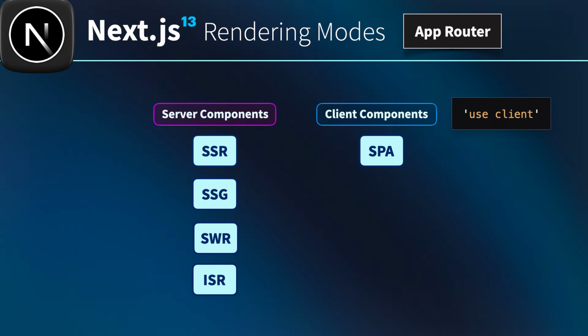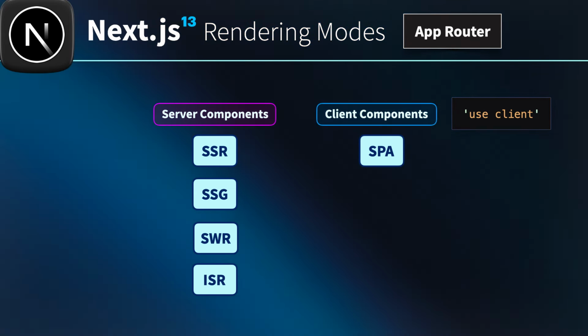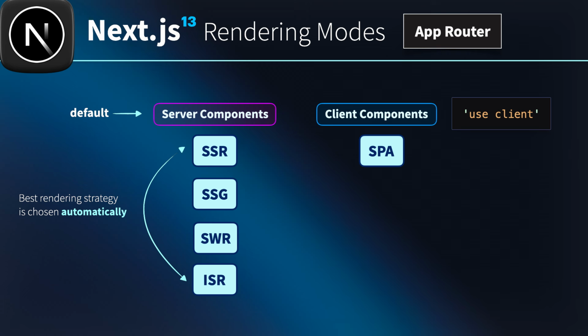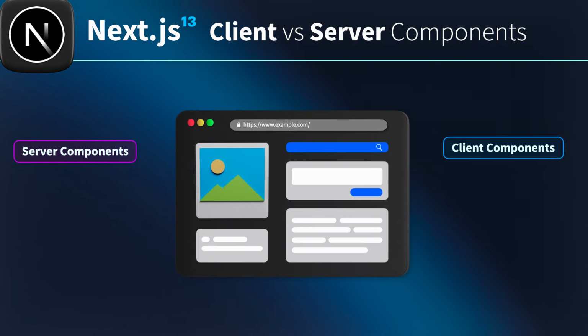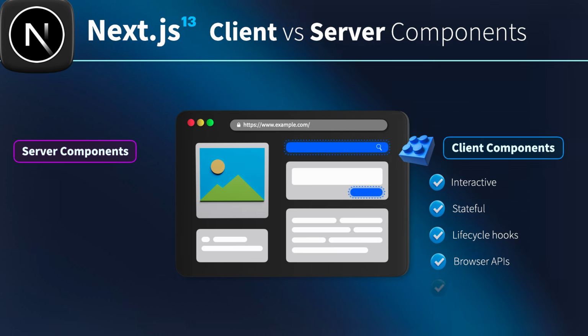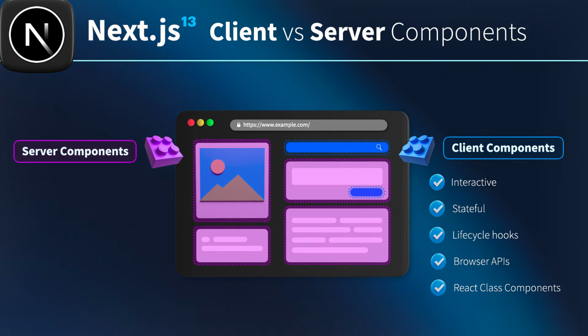Adding Vue's client to the top of a component file puts it into a client-only or SPA mode, whereas server components are the default, and they will have their rendering strategy automatically chosen based upon functions in that file, like get server-side props for real-time data or get static props for pre-built pages. You can leverage client components for the parts of your UI that need to be interactive, or which rely on things like state, lifecycle hooks, browser APIs, or React class components. The remaining components can all be server components.